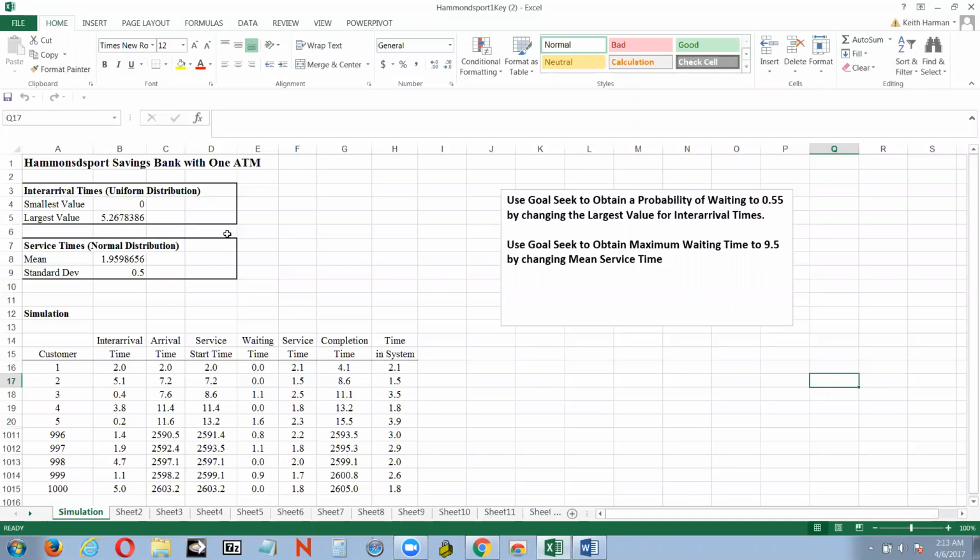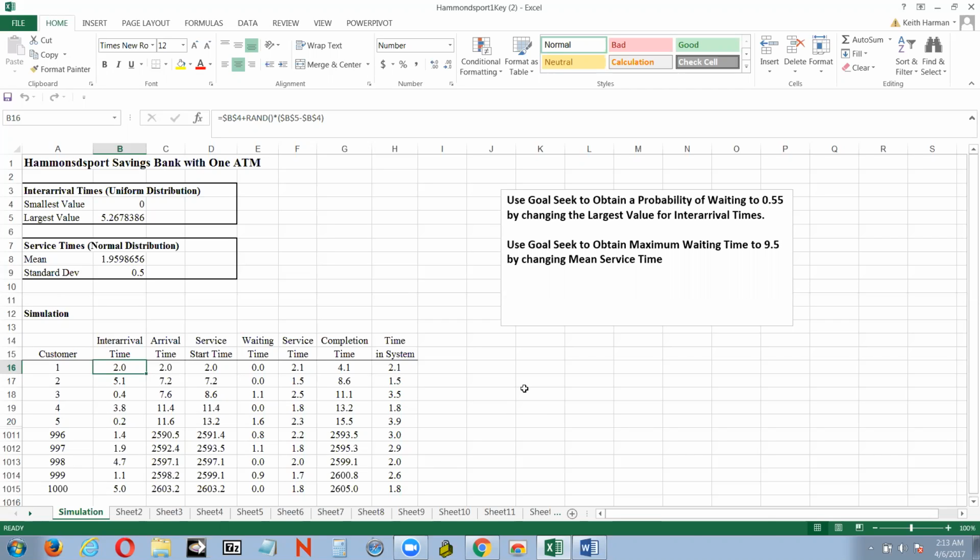This is a bank, and they have one ATM. That's why they call it Hammondsport1. They have the inter-arrival times, the largest value, the smallest value, and then a mean of the service times, the normal distribution. They're assuming that inter-arrival is uniform and that the service times are normal, and we see the mean and the standard deviation. In the event that you may not quite get this, they walk you through the flow chart of the simulation on page 564, and they also give you a definition of what inter-arrival times are, what arrival time is, start time, wait time, service time generated, the completion time, and the system time.